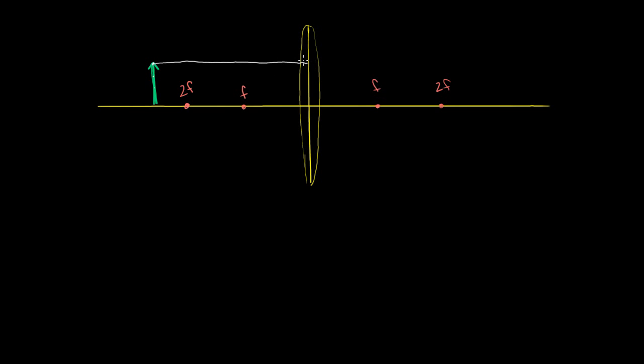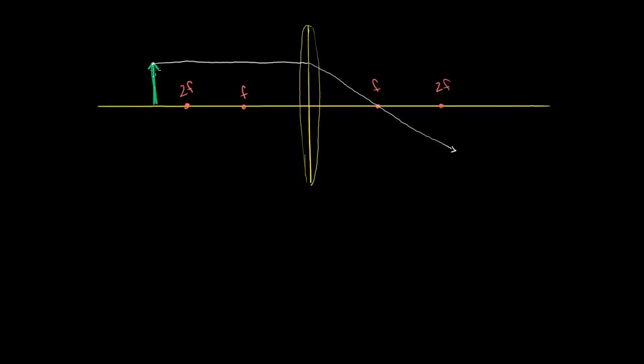I'm not going to show all of the internal refraction within this lens right here. But we know that if we enter the lens parallel to the principal axis, when we get refracted, we will go through the focal point on the other side of the lens.